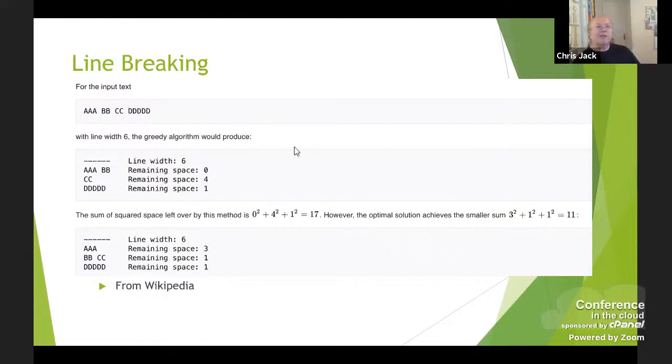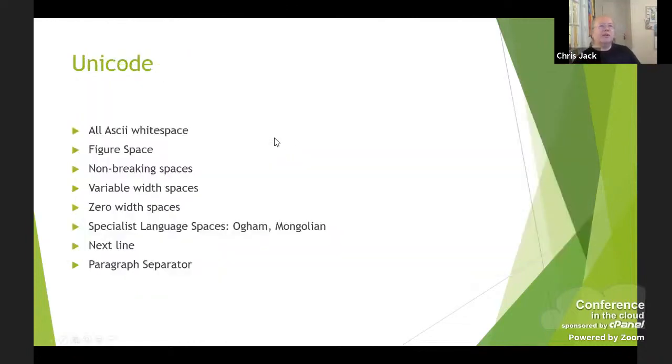Okay, so now we jump forward to Unicode. You have all the ASCII white space, but it's added some additional useful things. So if you wanted to keep your numbers in line between two lines, you've got a space which is exactly the size of a figure. You have non-breaking spaces. So if you have something like Chris Jack and you don't want to split the Chris and the Jack over two lines, you could put a non-breaking space between the two of them. You have a wide variety of variable width spaces.